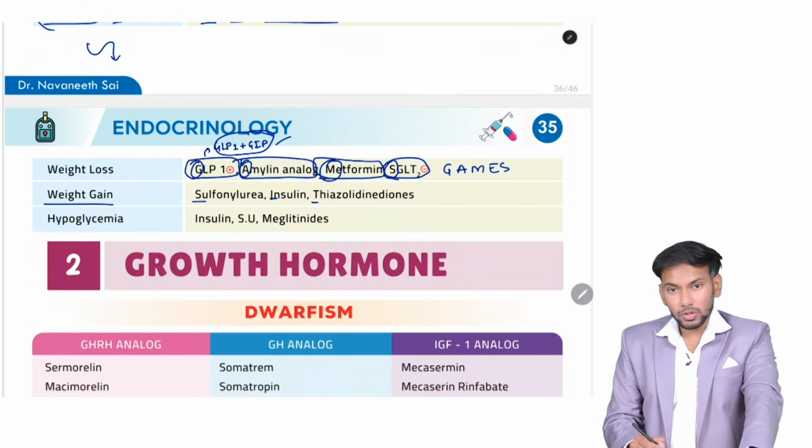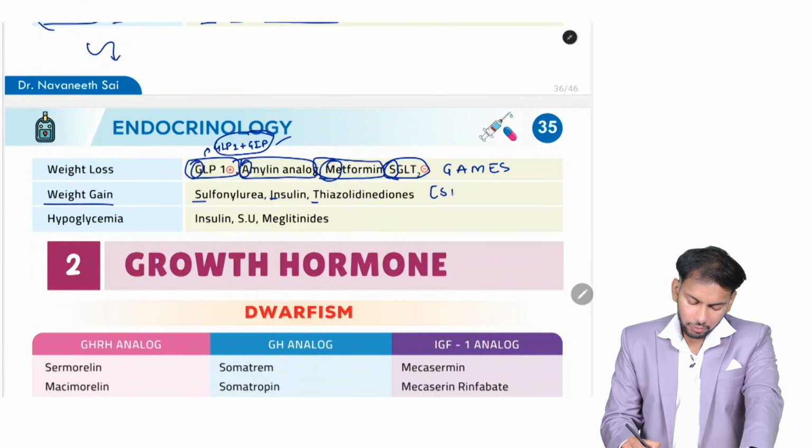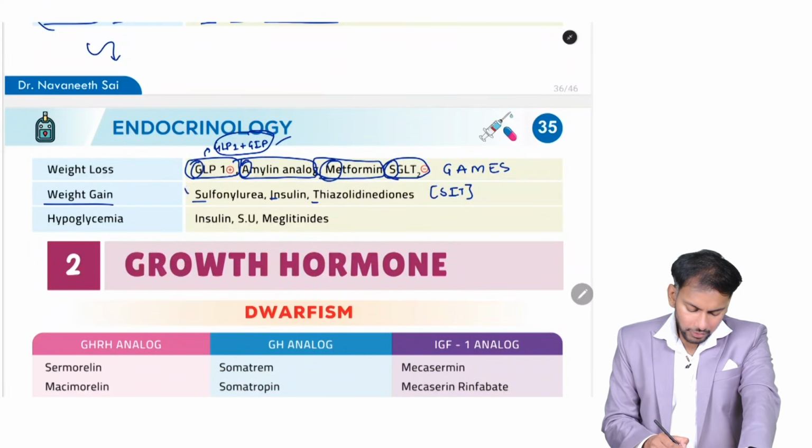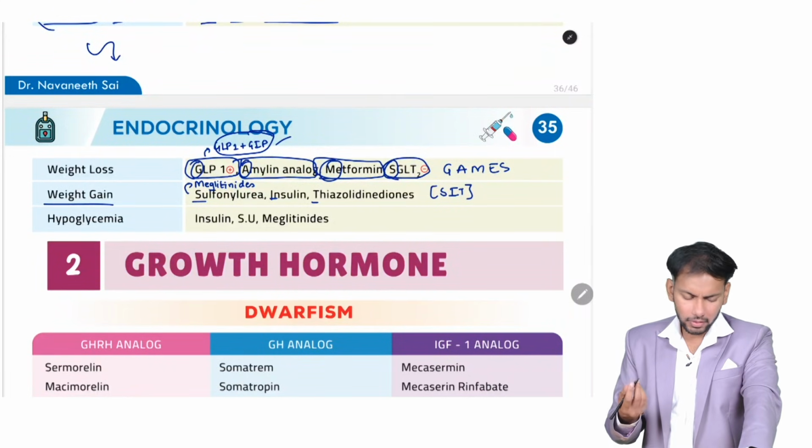Thiazolidinediones will also cause weight gain. So, how can you remember? If you sit, it will cause weight gain. Yes, that's all. Sulfonylureas along with meglitinides. Meglitinides will also release insulin, so this will also cause weight gain. That's all.